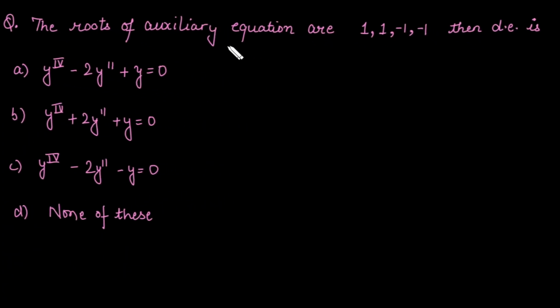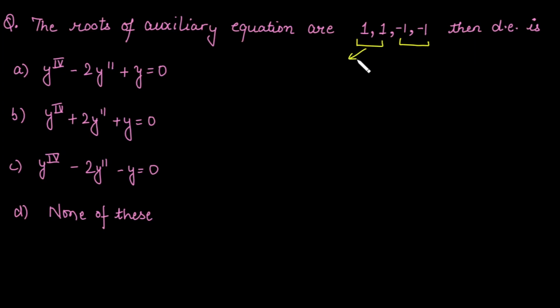Next question is, the roots of the auxiliary equation are 1, 1, minus 1, minus 1. Then the differential equation is what? So rather than 2 roots or 3 roots, now it is 4 roots. Rather than learning the shortcut for the 4 roots, what we can do is split this into 2 parts. One we can write as 1, 1, another is minus 1, minus 1.